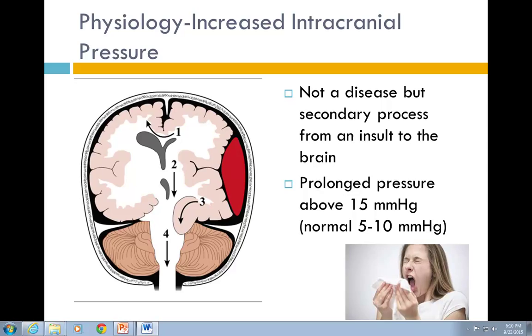Prolonged pressure above 15 millimeters of mercury is considered to be increased intracranial pressure. Normal intracranial pressure is between 5 to 10 millimeters of mercury. Normally, you and I can have an occasional transient elevation in our intracranial pressure with physiological events like sneezing or coughing, bearing down with bowel movements, and so forth. In the short-term event of increases in intracranial pressure, the brain can usually accommodate.